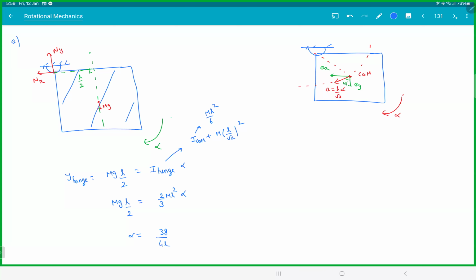Any doubts on this? Arjun, clear now? Yes, sir. Utsa, got this? Maulika, Vartika, clear?